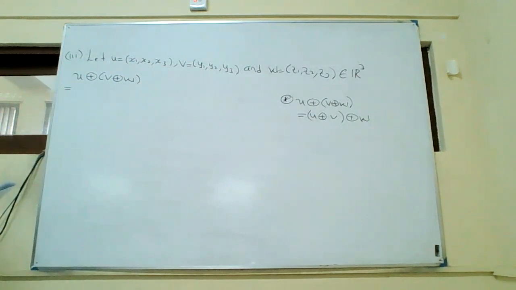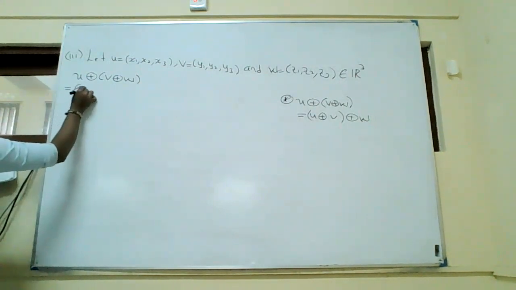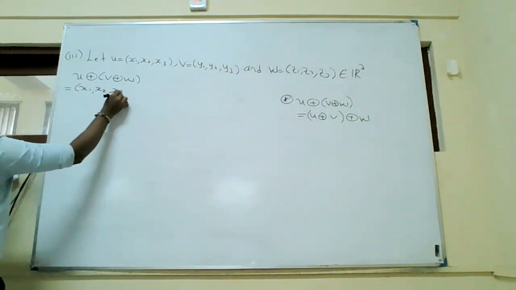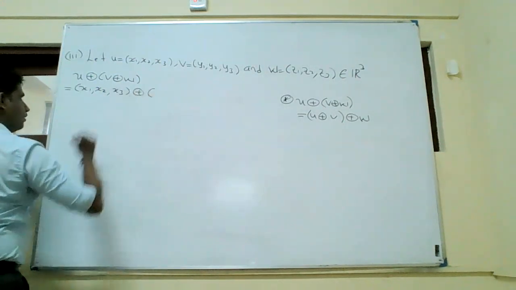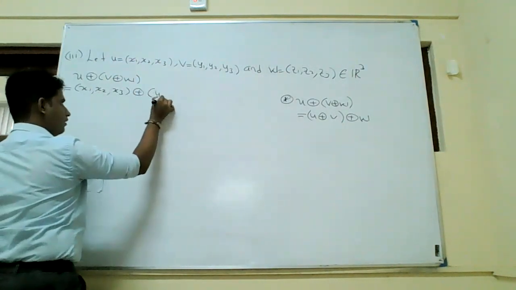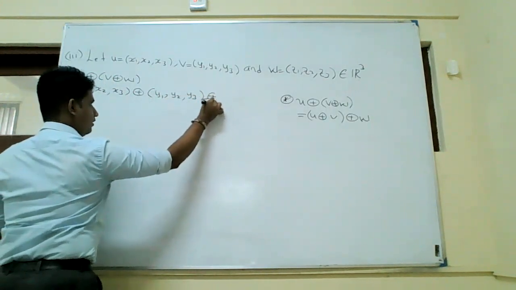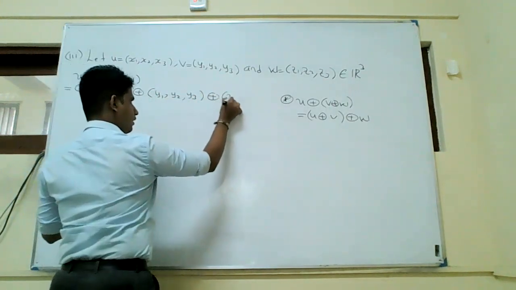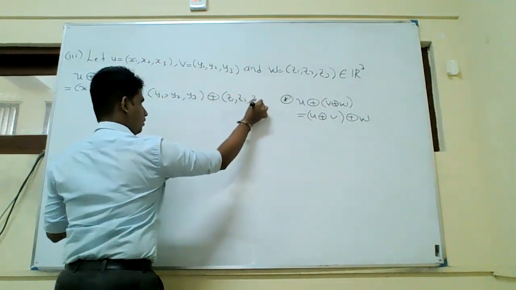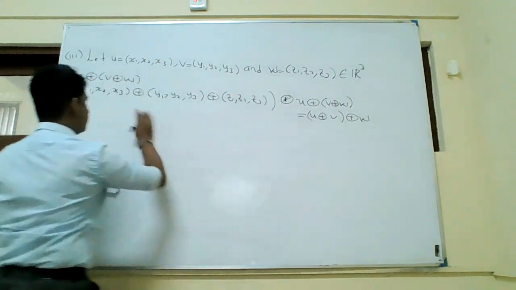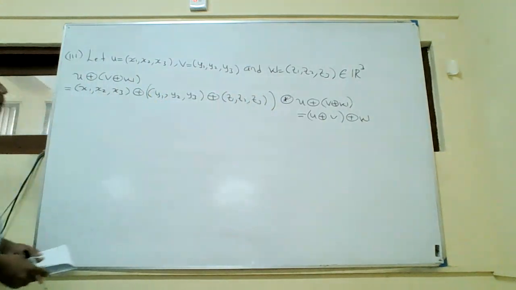So u is your vector x1, x2, x3. V is your vector y1, y2, y3. So vector addition gives z1, z2, z3. Is it okay?